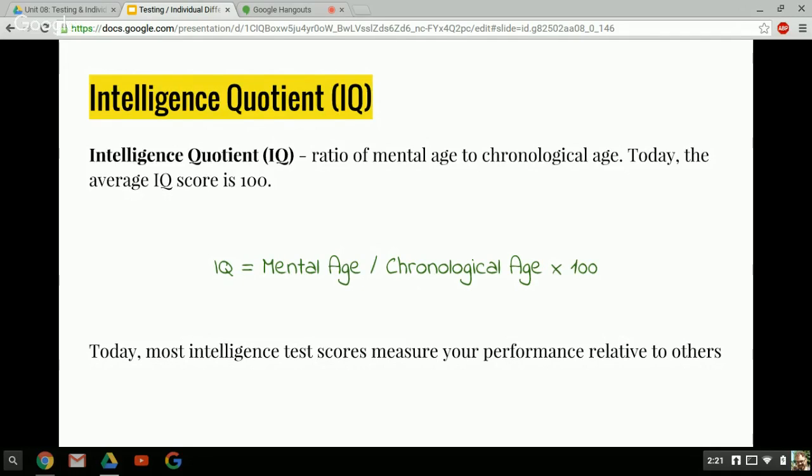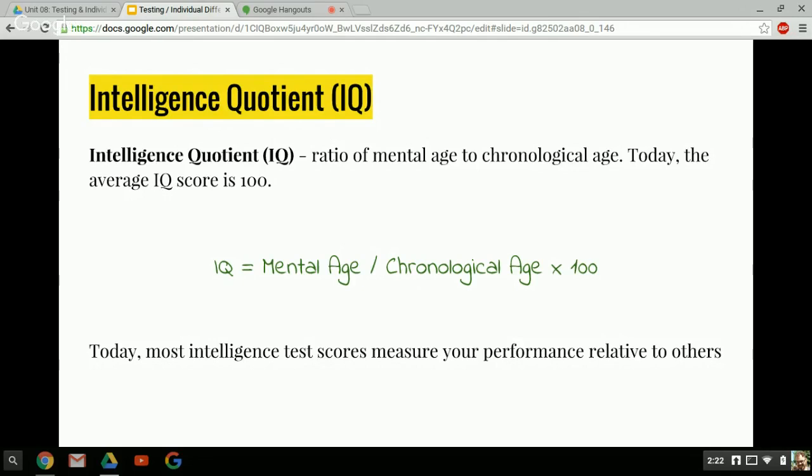And intelligence quotient, which we refer to and I will refer to as IQ, is the ratio of your mental age to your actual chronological age. And the average IQ score is 100, which would be a perfect ratio. So in other words, if you score like the average score of a senior in high school and you are a senior in high school, your IQ would be 100.